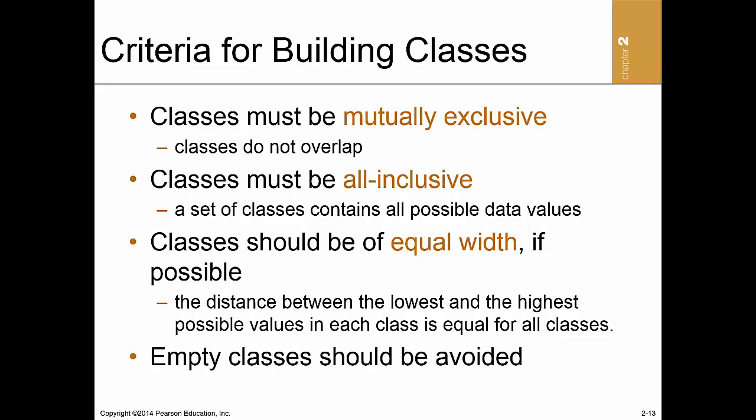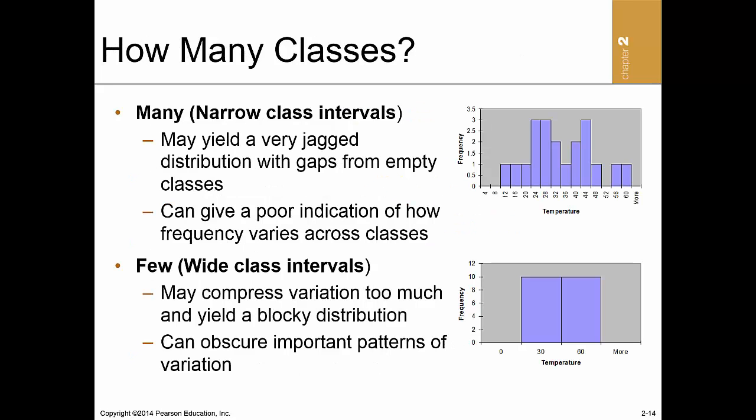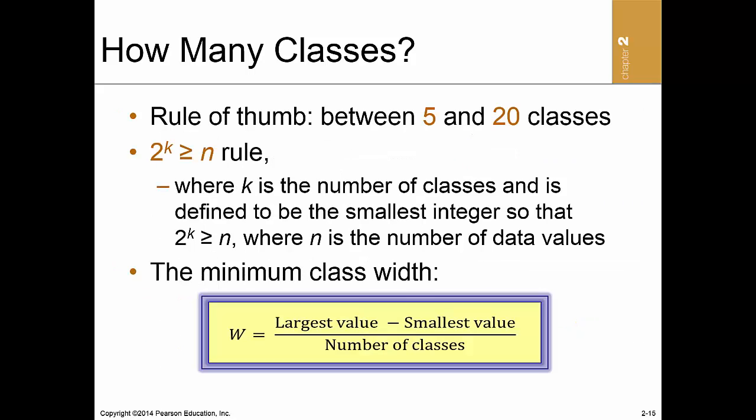First, determine number of classes and class width. More classes will provide more granular detail. Just be sure to avoid empty classes. Having too few may not be helpful and may compress the variation too much, thereby providing little value to the viewer. A general rule of thumb is to have between 5 and 20 classes. We can also employ the 2^k greater than or equal to n rule, where k is the number of classes and is defined to be the smallest integer so that 2^k is greater than or equal to n, where n is the number of data values. The minimum class width is the difference between the largest and smallest values divided by the number of classes.